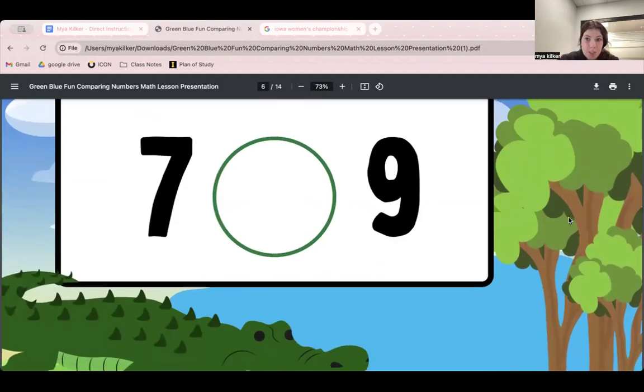Here is the example I just used. We're looking at the ones place, so it's a 7 versus a 9. If we look at our number lines and we have it all the way from 1 to 10, we know that 9 is closer to 10 because it is the bigger number as it increases down the number line. So here we would put the symbol less than because we are eating the 9. So we would read it as 7 is less than 9.